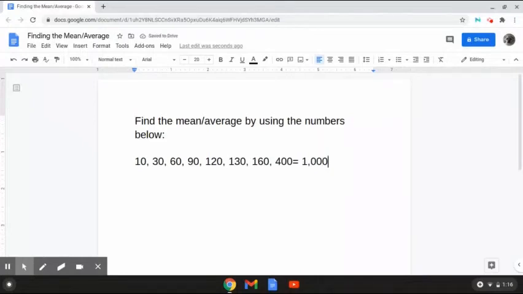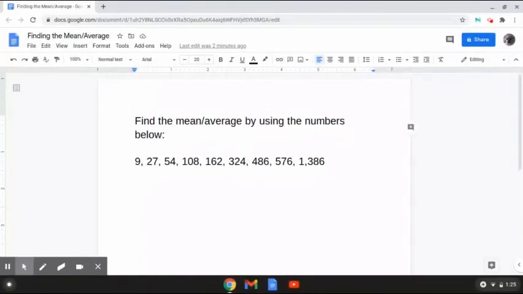Then from here, in order to find the mean, we're going to take the 1,000 and divide it by the total value of numbers, which in this case is 8. 1,000 divided by 8, that'll give us 125. So the mean/average for this problem is 125, because 1,000 divided by 8 is 125. And that is how to solve this problem. So I'm going to be doing one more with you guys.